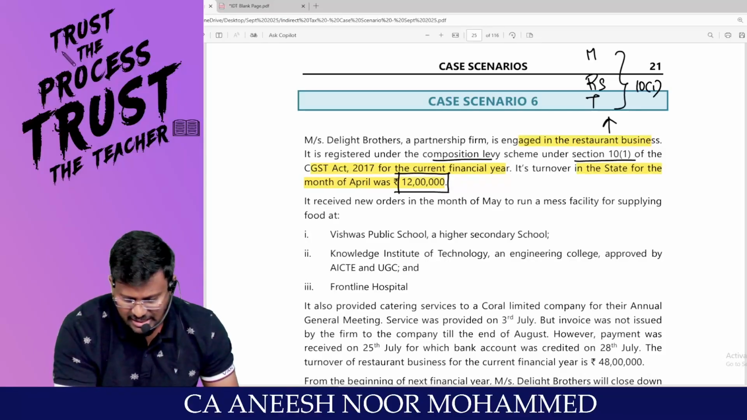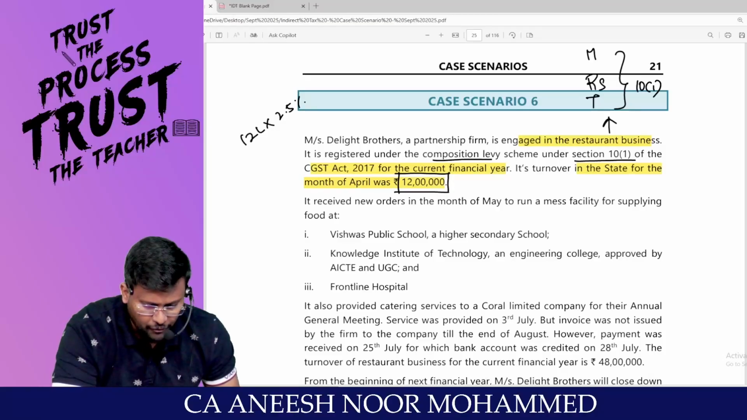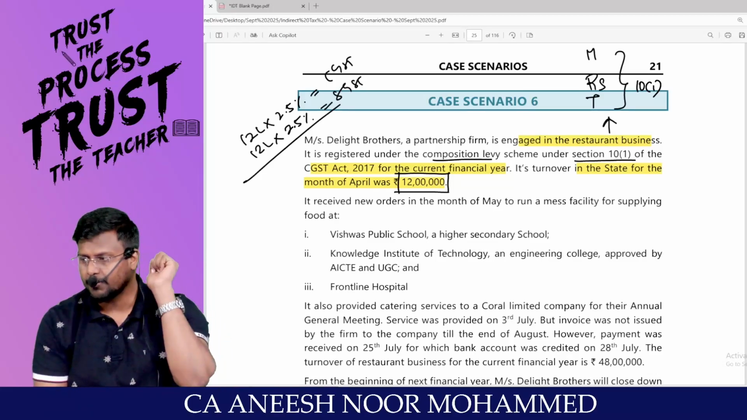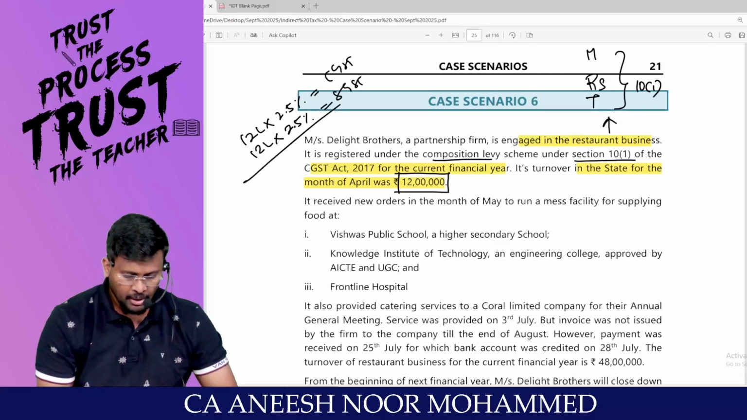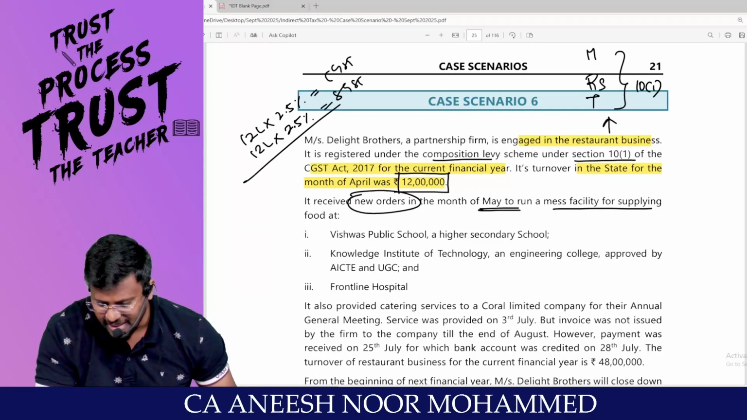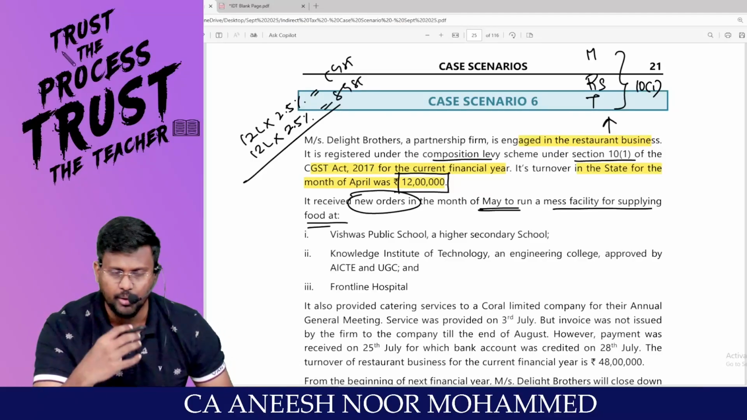So since this person is a composition dealer, 12 lakhs into 2.5% and 12 lakhs into 2.5%. This is the CGST and SGST to be paid. Am I right? Because for restaurant service, 5% is the tax rate available. It received new orders in the month of May to run a mess facility for supplying food. Okay, they are a restaurant business. They are going to supply the food.